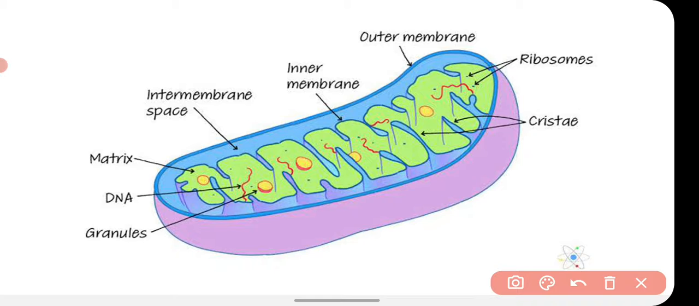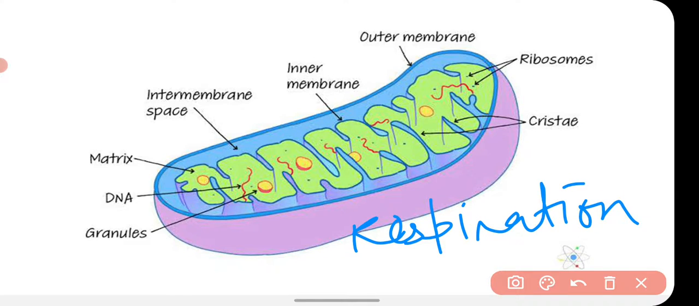And inside the inner membrane, the fluid present is called matrix. Inside the matrix, there are DNA as well as ribosomes. The folding of the inner membrane creates a large surface area for the chemical reactions. And inside the mitochondria, the process of respiration takes place, and at the end of respiration the energy is generated in the form of ATP.